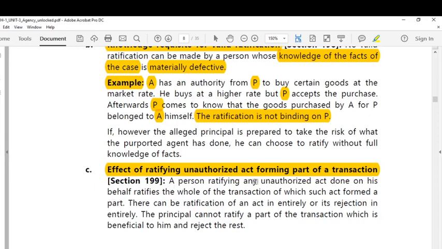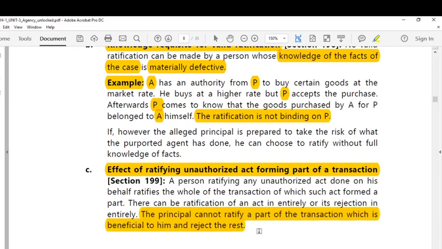A person ratifying any unauthorized act done on his behalf ratifies the whole of the transaction of which such act formed a part. There can be ratification of an act in its entirety, or its rejection in its entirety. The principal cannot ratify a part of the transaction which is beneficial to him and reject the rest, right?